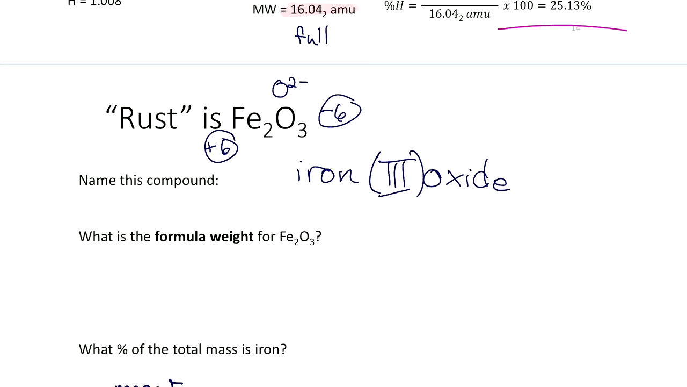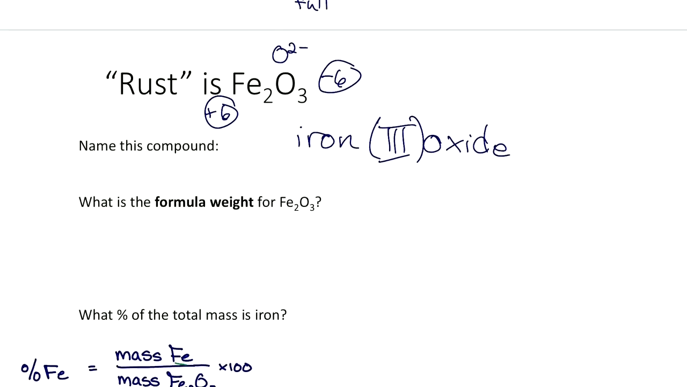Okay, so iron(III) oxide, what's the formula weight for it? Did I use the right terminology? Yes, I did, because it's ionic. But again, if you said what's the molecular weight of iron(III) oxide, yes, it's the same. You do it the exact same way. We just take inventory of everything. We have 2 irons and 3 oxygens.